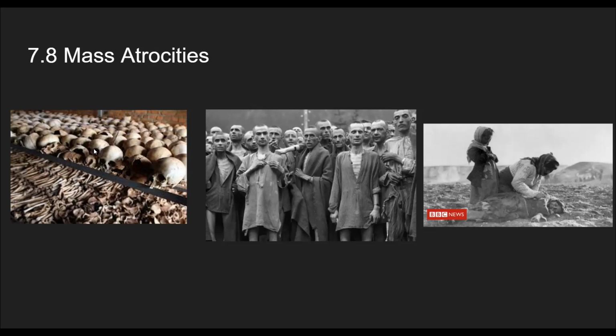Basically, it came to a boil in 1993 when Rwanda's president was killed in an airplane crash, shot down by rebel forces. But this lit the flames of genocide, and almost 500,000 to 1 million civilians were killed.